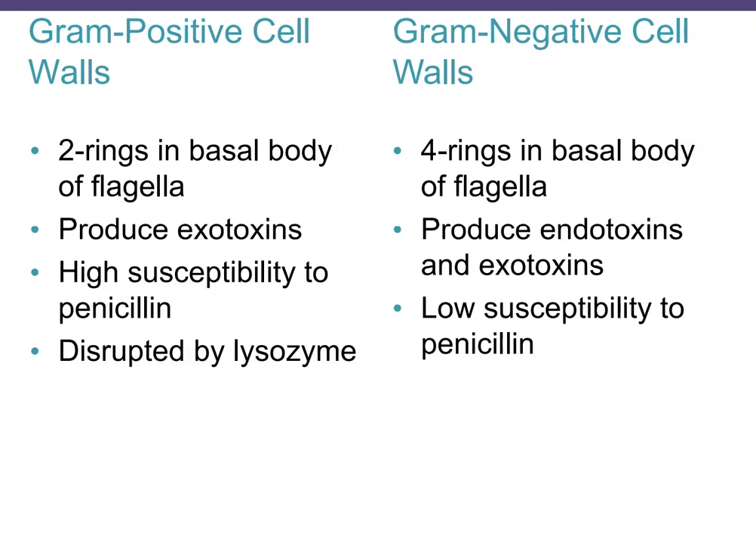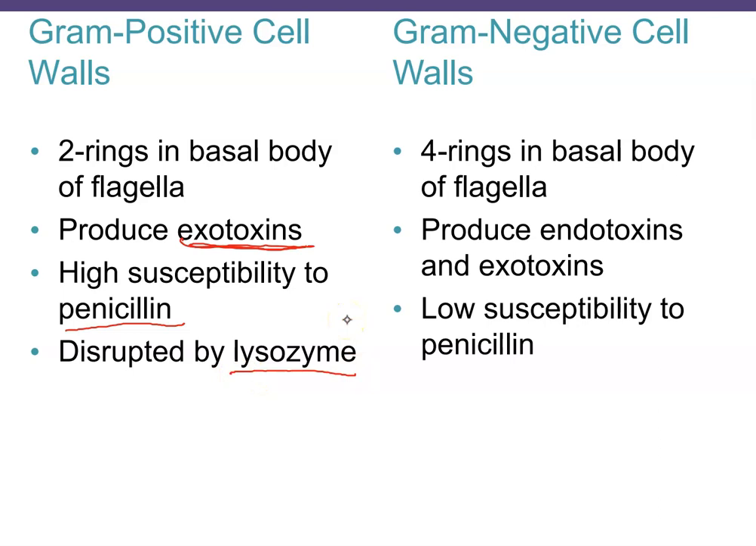Gram-positive cell walls attach flagella differently. They have two rings in the basal body to attach to flagella. They produce exotoxins, that's important. They have high susceptibility to penicillin, so gram-positives are easily treatable with penicillin. And their cell walls are disrupted by an enzyme known as lysozyme.